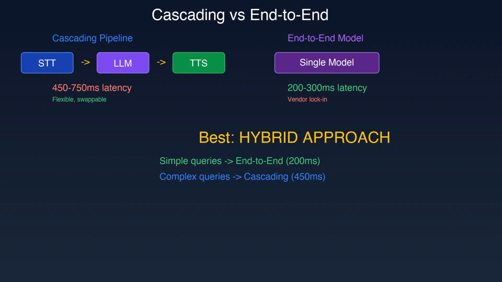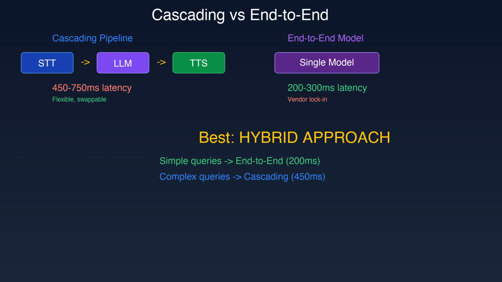There are 2 fundamentally different approaches to building voice AI, and choosing wrong means a costly rewrite later. The cascading pipeline approach chains 3 independent components, STT, LLM, and TTS, in sequence. This is what PipeCat and most frameworks use.